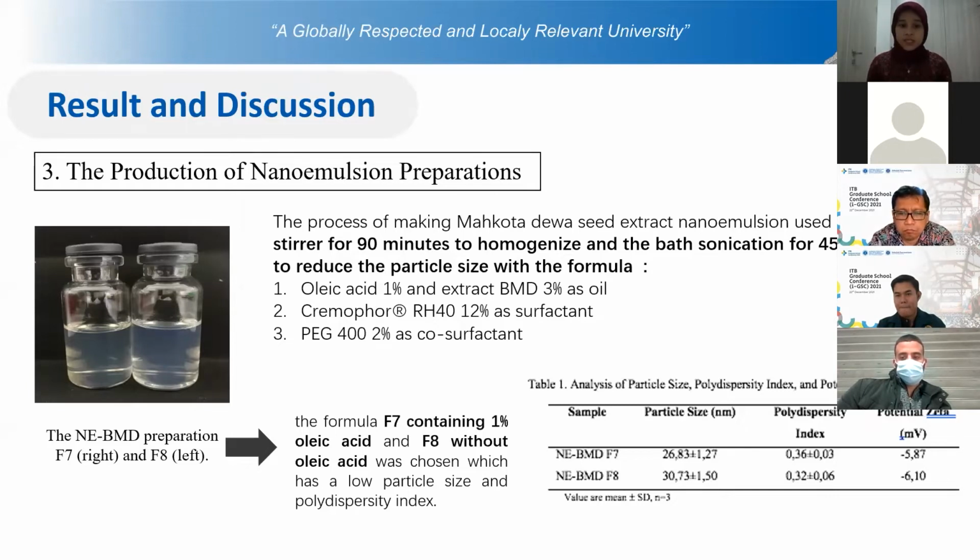First, I use oleic acid 1% and extract BMD 3% as oil. After that, I use Cremophor RH 40, 12% as surfactant, and PEG 400, 2% as co-surfactant. This is the picture of the nano emulsion BMD preparation F7 containing 1% oleic acid and F8 with oleic acid. And this is the result of the particle size, polydispersity index, and zeta potential. Next.